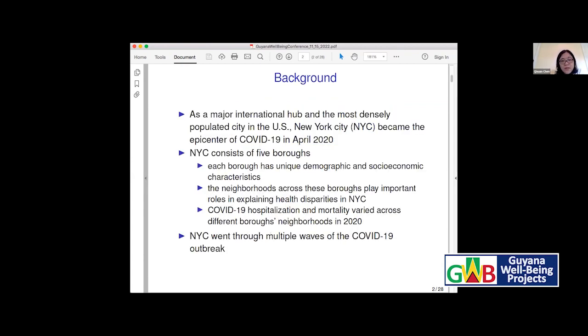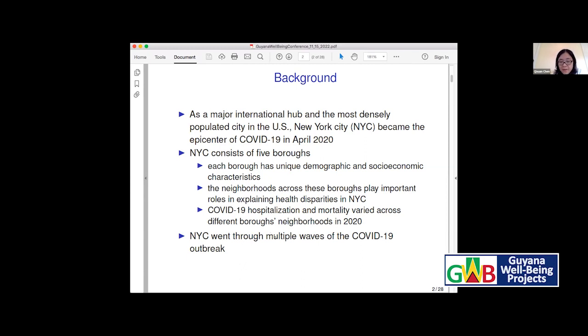So again, as I say, the background is that as a major international hub and the most densely populated city in the United States, New York City became the epicenter of COVID-19 in April 2020. New York City is a very special place because we have very unique demographic and socioeconomic characteristics spanning across these 5 different boroughs.